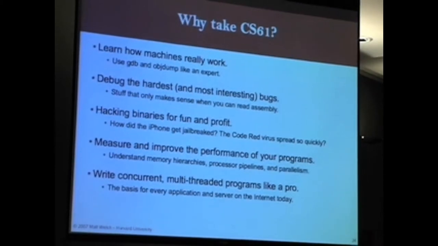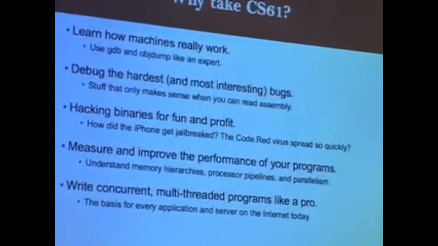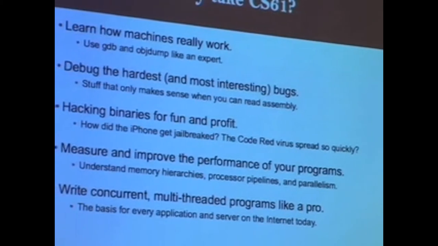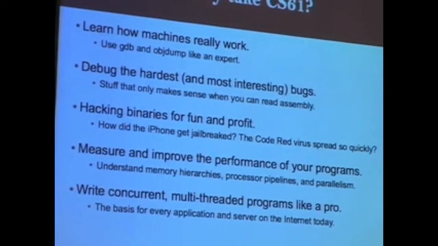How did the Code Red virus spread so quickly? Code Red was this virus that took over the whole internet a few years back. And it basically just was exploiting a buffer overrun bug in a very popular Microsoft product. And it took over lots of machines. There was a much earlier worm, something called the internet worm, that took over basically 80% of the machines on the internet in 3 days.